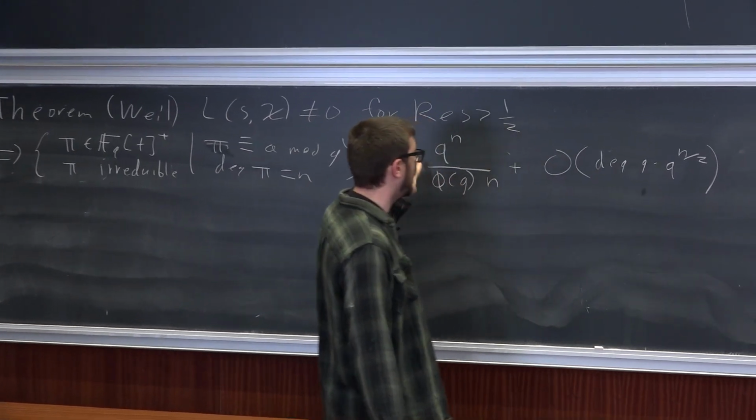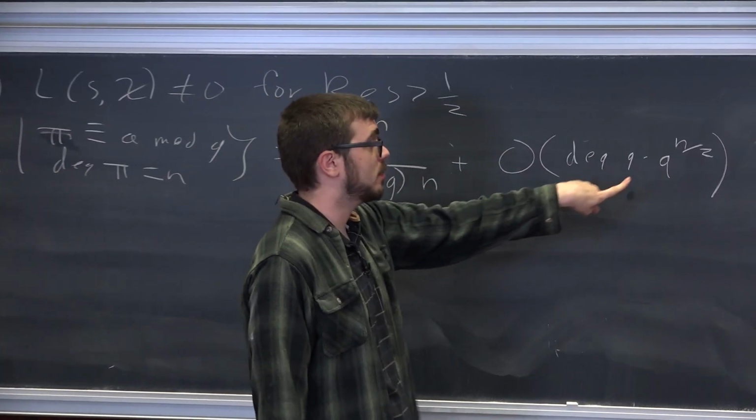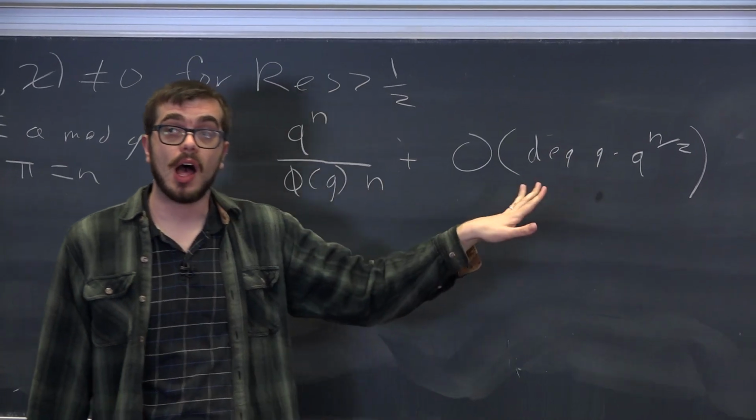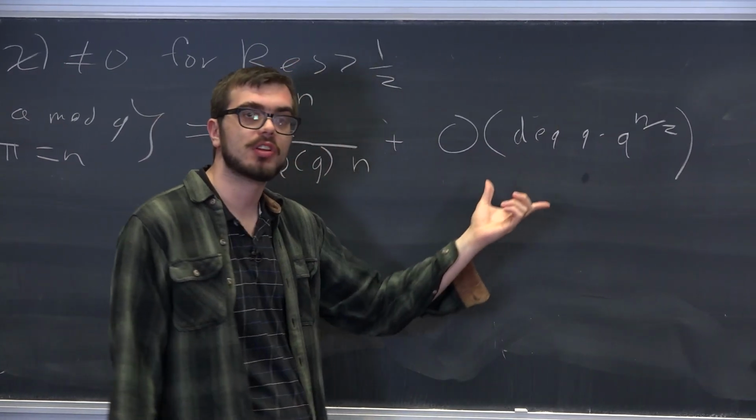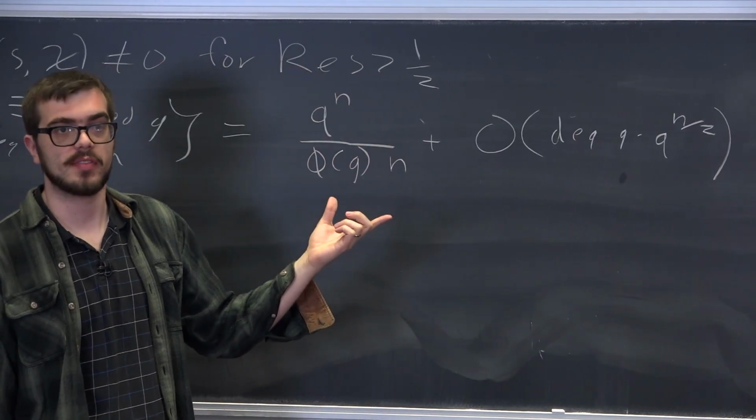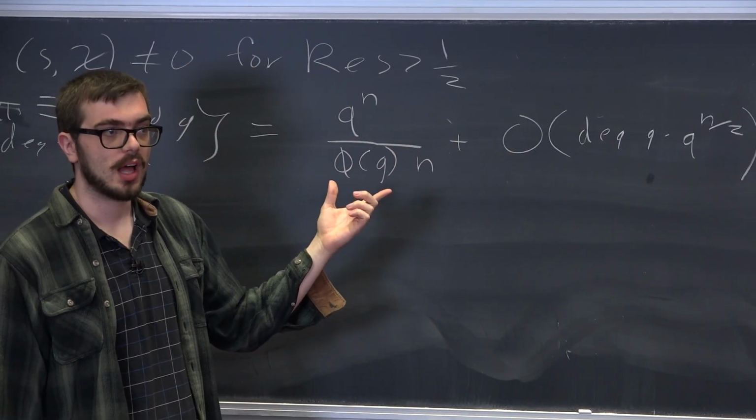So the main term, the dominant, is q to the n. The error term is q to the n over 2. And it has dependence of the error term on the degree of g, but the dependence is of a very, very mild nature.